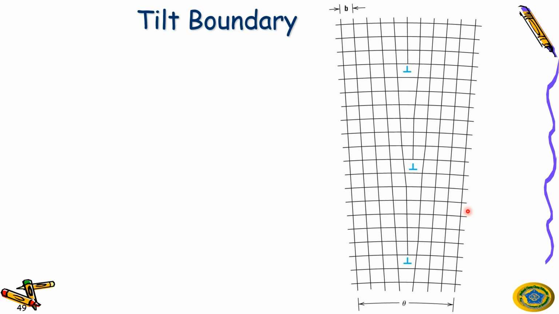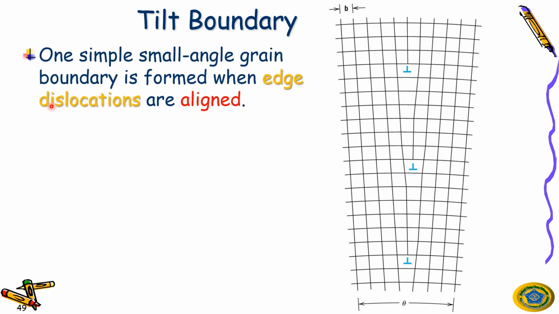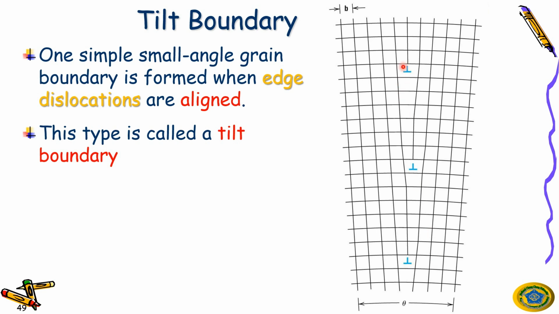Right. So the second topic is called the tilt boundary. As you can see here, this is a dislocation line, right? But you have one dislocation line, two dislocation lines, three dislocation lines. This is what we call tilt boundaries. Actually, it is the array of the edge dislocation, right? So this type is called tilt boundaries. Okay.